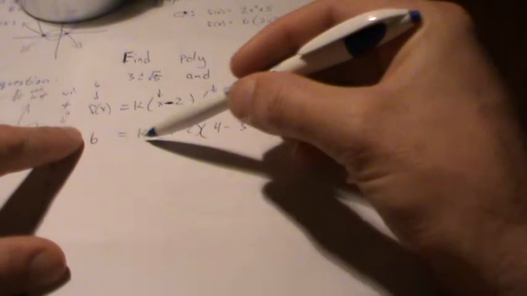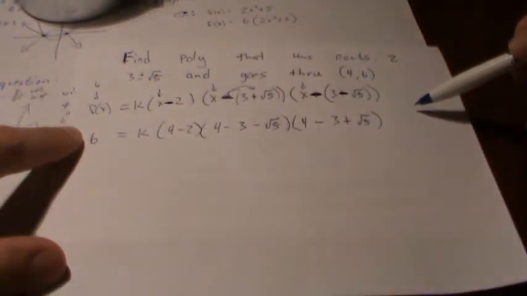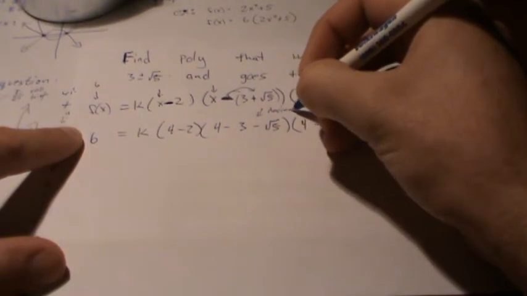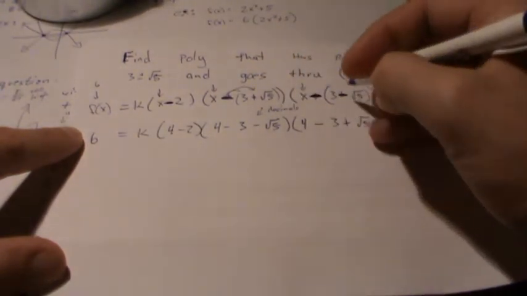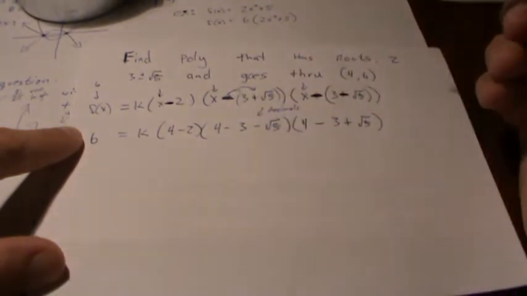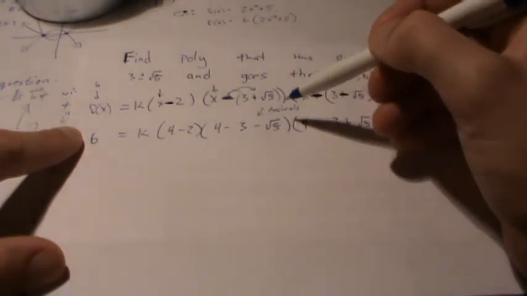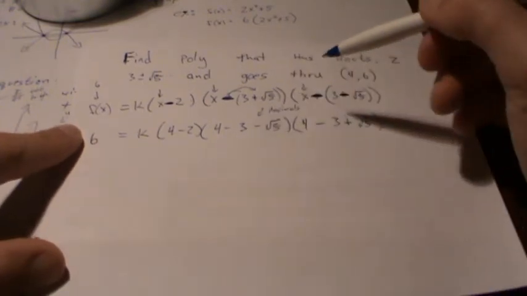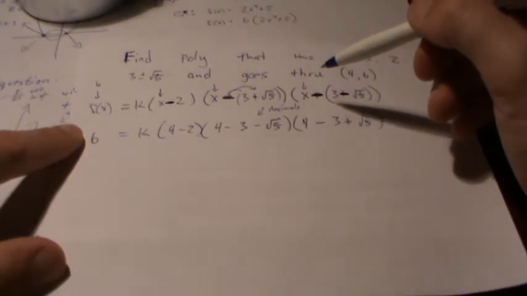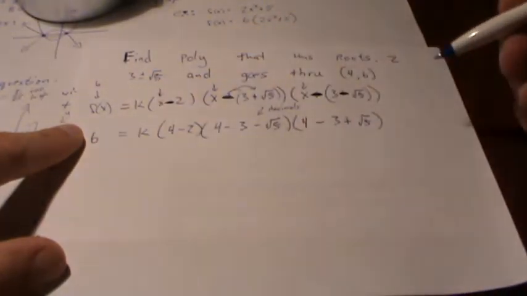And now I can solve for k here. For these numbers, you can put them in decimals here on your calculator. So I would do 4 minus 3 minus the square root of 5. Change the square root of 5 into a decimal and go ahead and take care of that there. Okay? And so basically I solve for k.